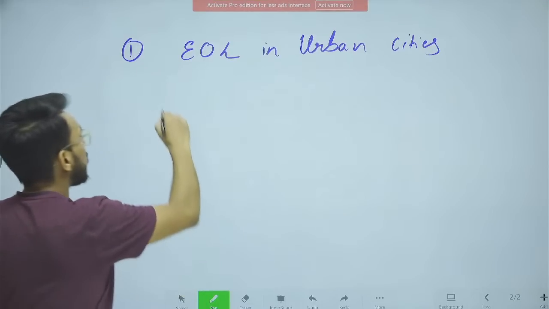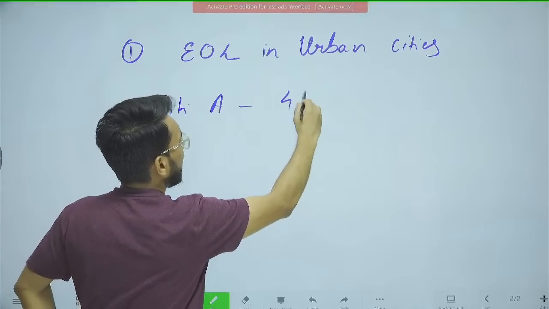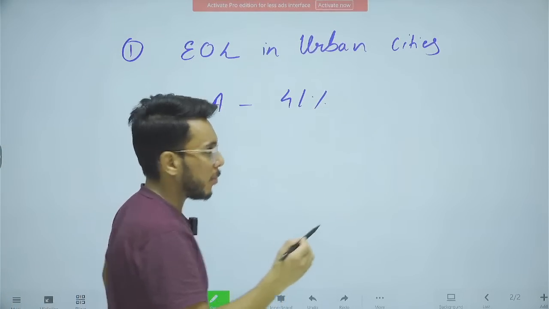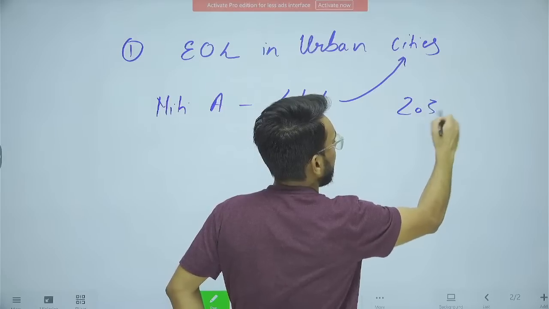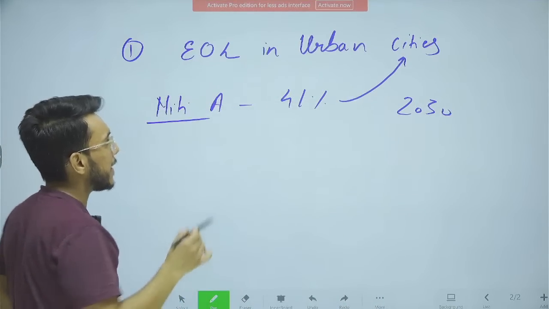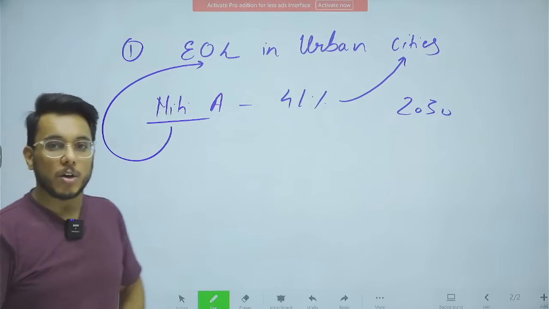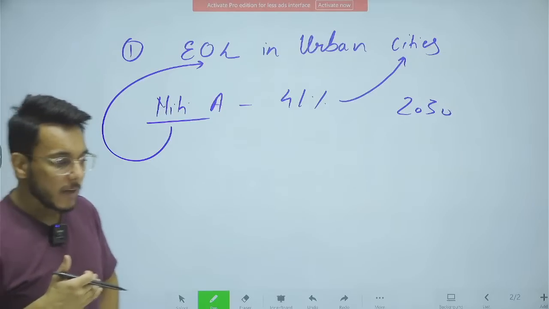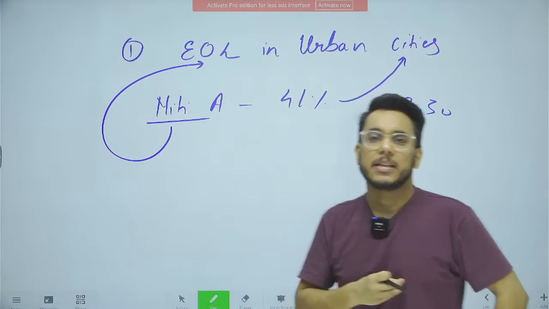Now, according to Niti Aayog, 41% of the Indian population will be living in cities by the year 2030. But according to Niti Aayog, urban cities lack ease of living. Ease of living means that people have to struggle for basic things in their day-to-day life.